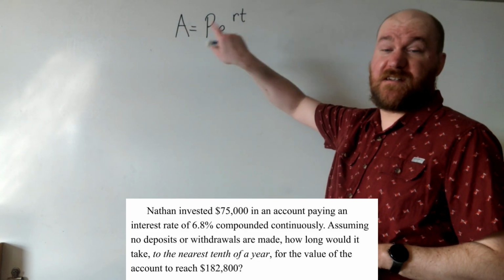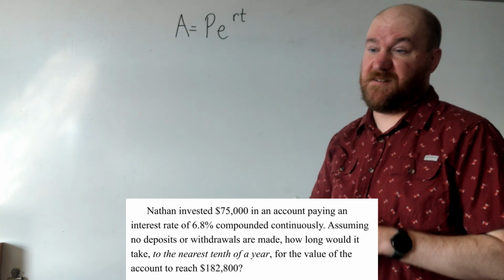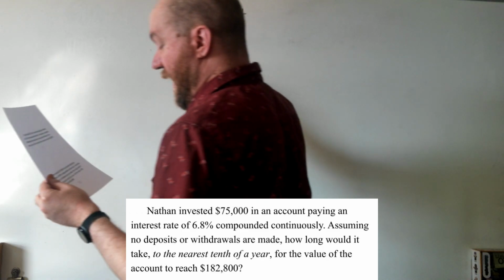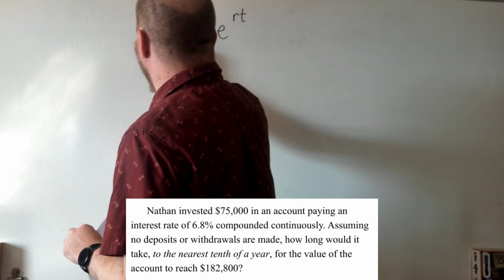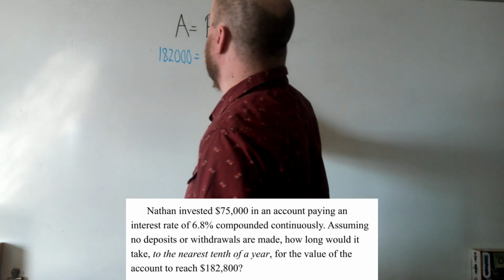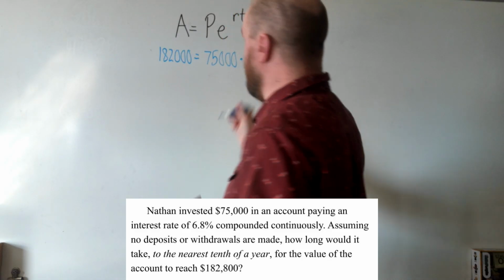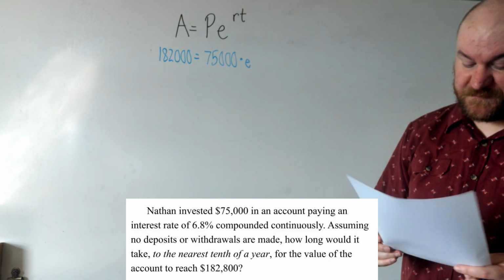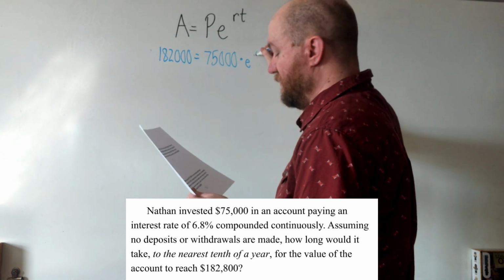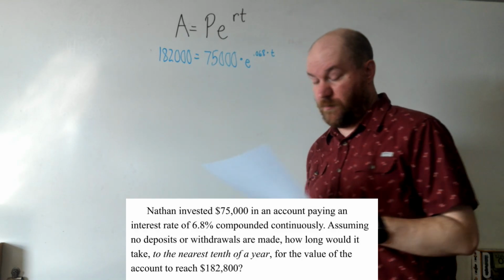So I need to use a different formula because it said continuously. I need to use this formula. But all the process is going to be the same here. A is our ending value, 182,000. P is our starting value, 75,000. E is just E. We leave it as E. We don't change that. R is the rate as a decimal, so 0.068. And T is what we're solving for, so we leave it as T.